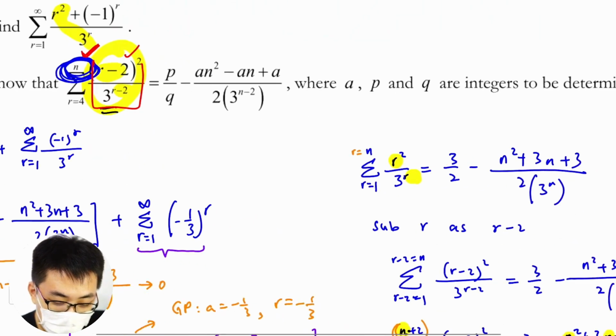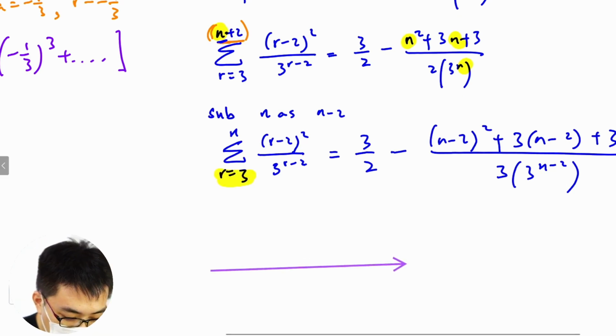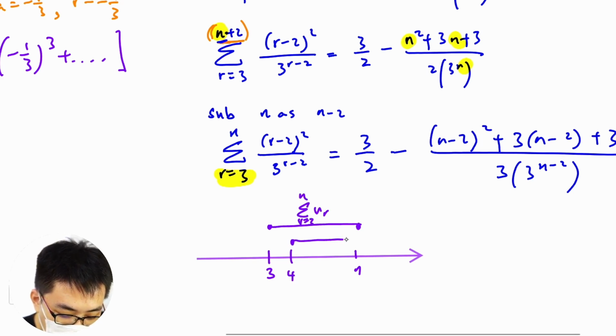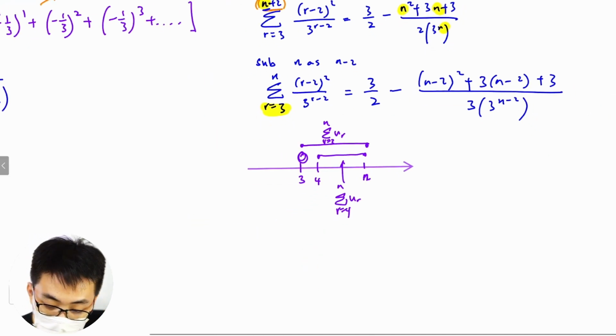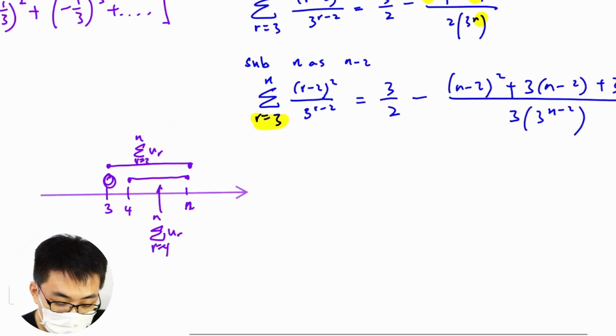Now I need to use r equals 4, but I have r equals 3. My goodness, how? So if you have 3, I'm going to tell you, you need to minus off the third term. But if you cannot see, draw the number line. You have 3 to n, but you want 4 to n. 4 to n is here, right? So what you need to minus off is the third term. Remember that. Don't get confused. If you're confused, draw the number line.